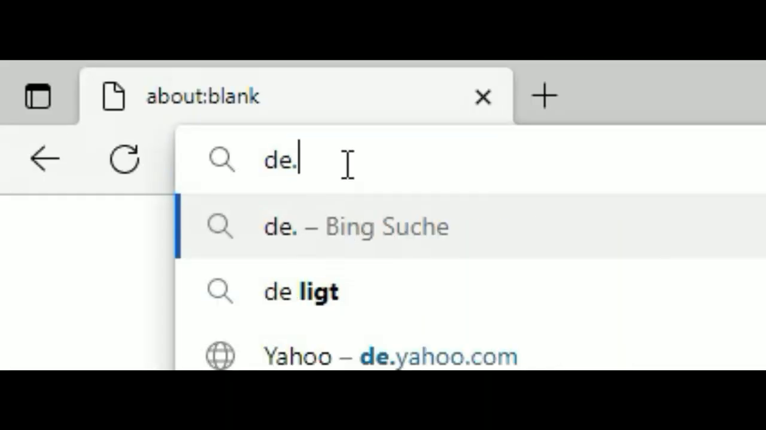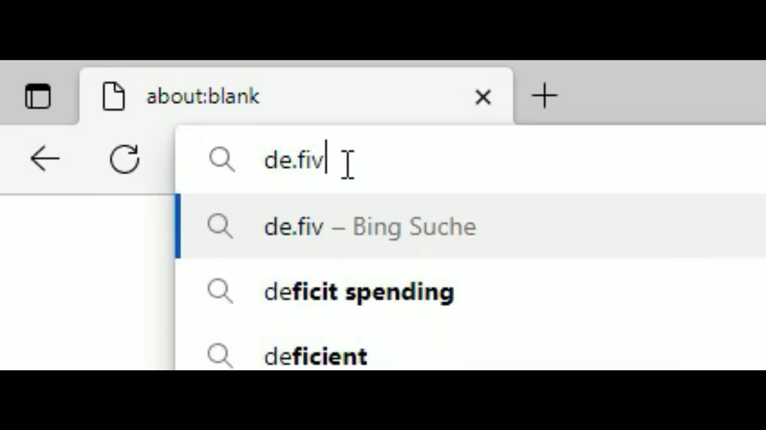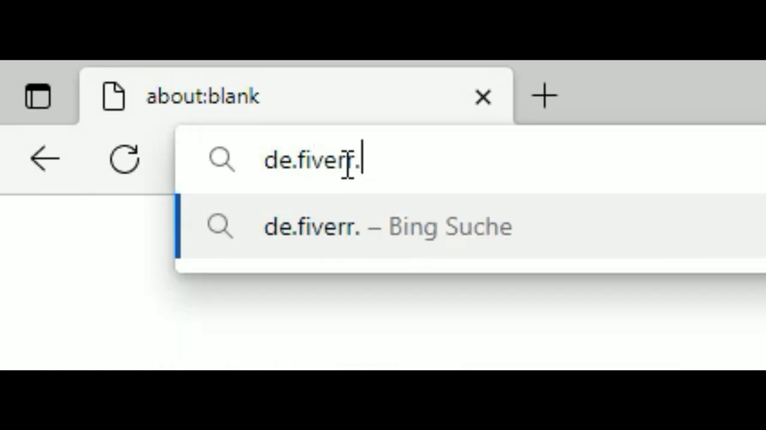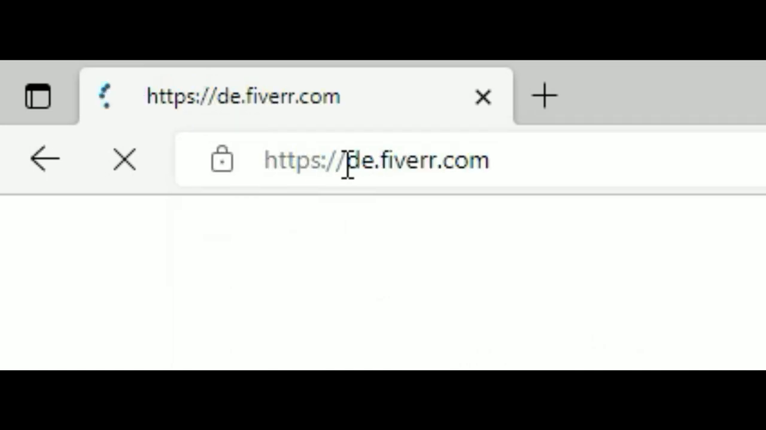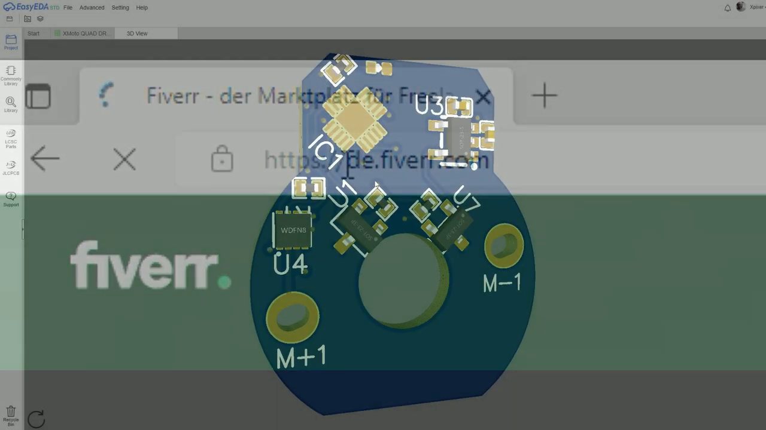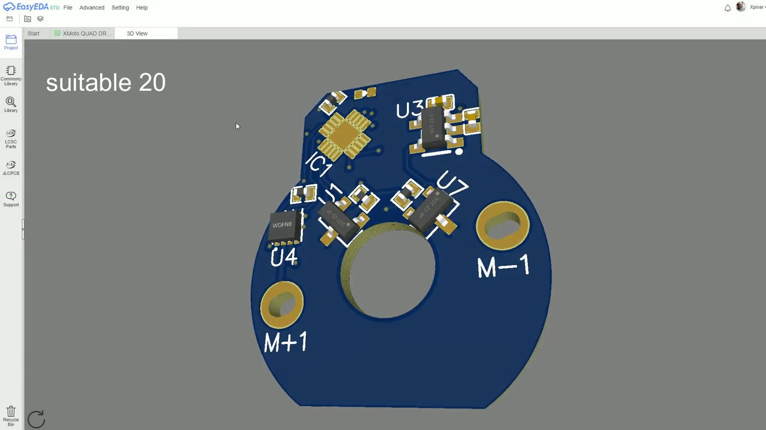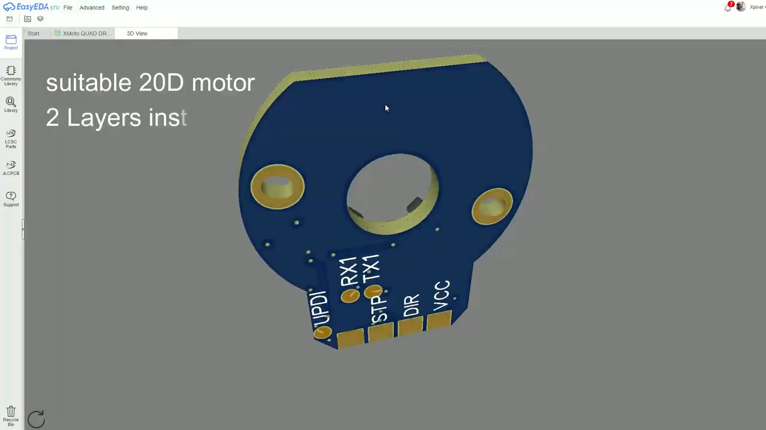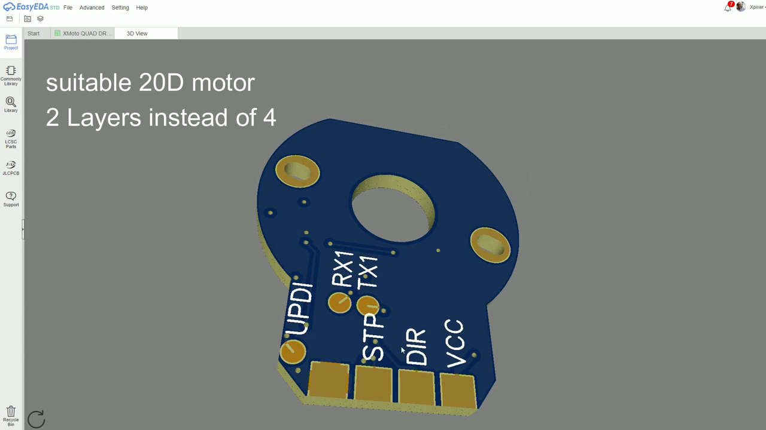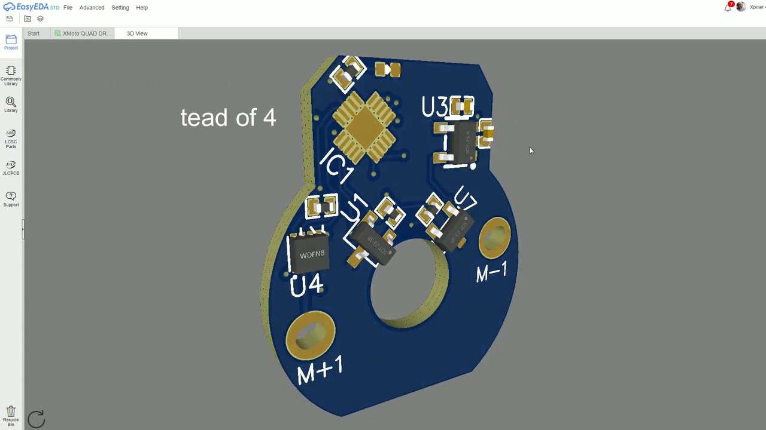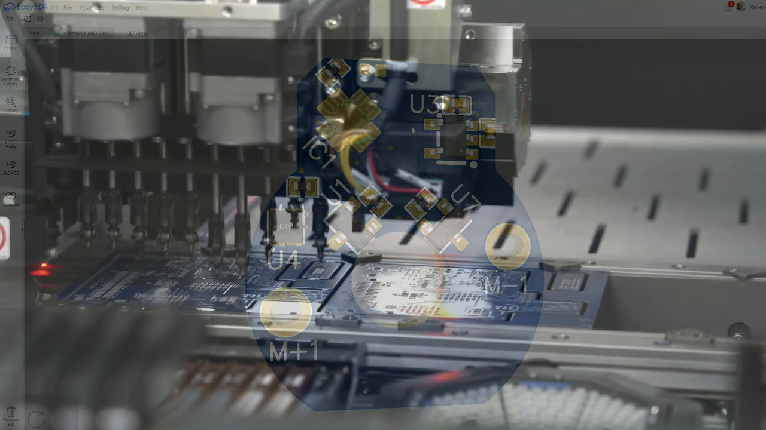So what do you do when you are sick? I just hired someone else at Fiverr to redo my motor driver design and was able to realize all my wishes for the new design as a professional. What were my requirements? I wanted the PCB to be smaller and fit on the back of a 20D gear motor. I also wanted to have only 2 layers instead of the 4 layers from the last video. It's just more cost effective.